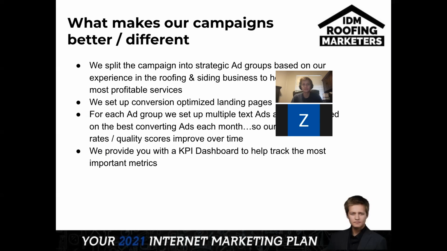And then, speaking to each bullet on here, we split the campaign into strategic ad groups based on our experience in the roofing and siding business, to help target your most profitable services. I know I've implemented this a number of times, but make sure you break out each service into its own ad group, making sure your ad copy and the landing page are clean and cohesive, and that your search query matches the information you're giving to the consumer. Then, setting up a conversion optimized landing page. Like I said, have the call to action at every fold of the page, make sure your lead form is large and prominent, and make sure your service title and your location name are there as well.